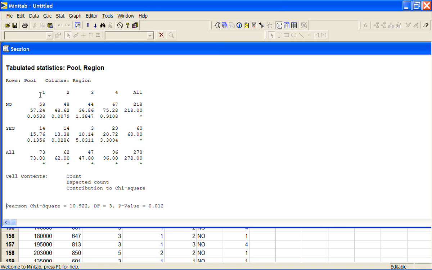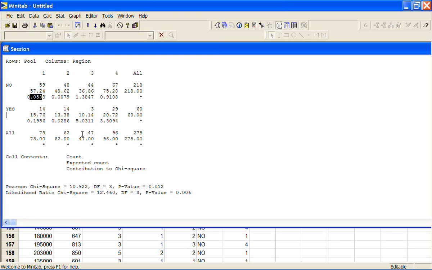So in region 1, we had 59 houses without a pool. If there was no relationship between whether or not you have a pool and which region you live in, then we would have expected 57.24 houses not to have pools. So that's pretty close. And we can see that the contribution here to the test statistic is pretty low.